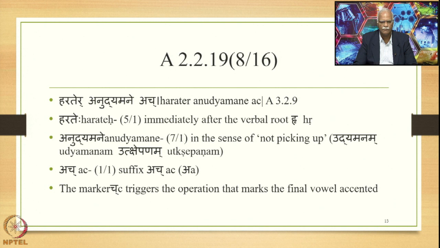Harater is 5/1 of harati, which is a mention of the verbal root ru. Harateh means immediately after the verbal root ru. Anudyamane is 7/1 of anudyamana, meaning in the sense of not picking up. Udyamanam utkshepanam. So, anudyamane means not picking up. Ach is 1/1 of ach. Ach means suffix a. Now, the marker ch triggers the operation that marks the final vowel accented, chitaha.